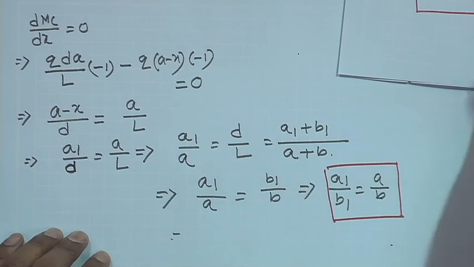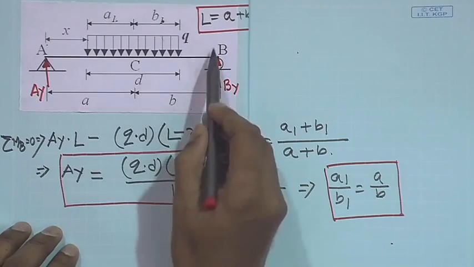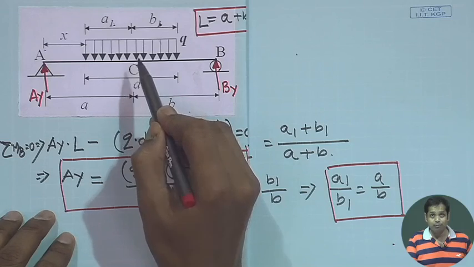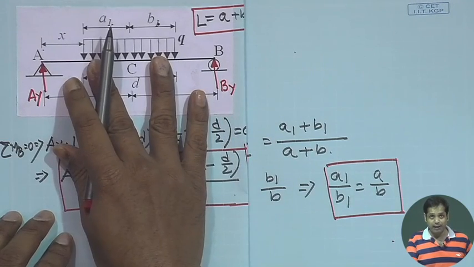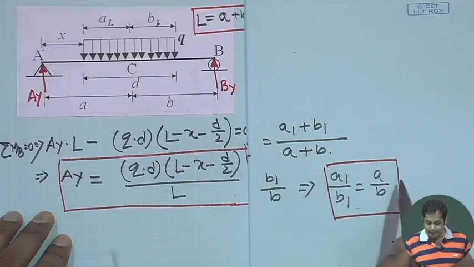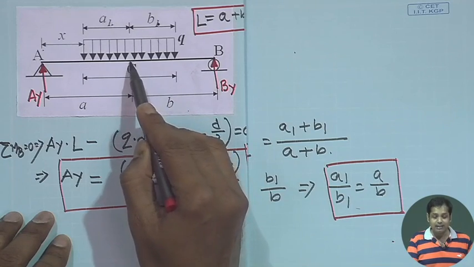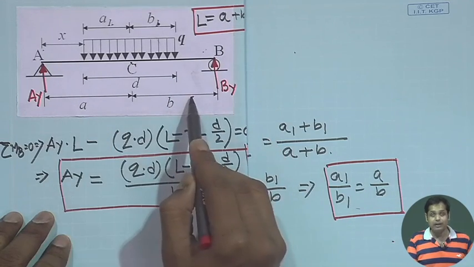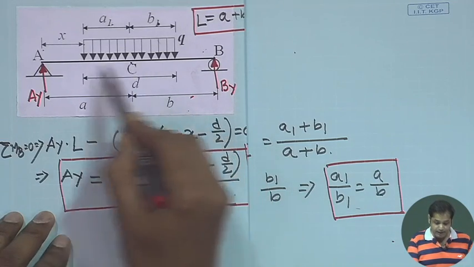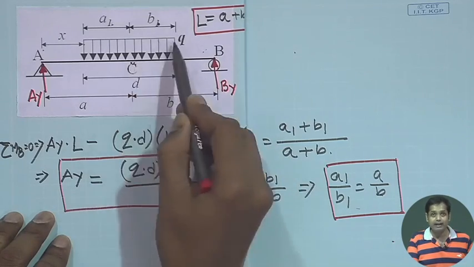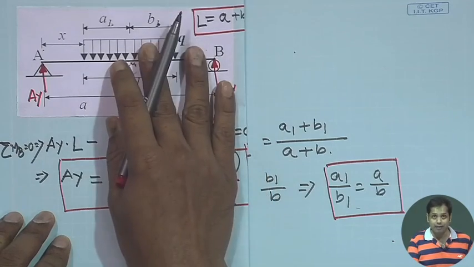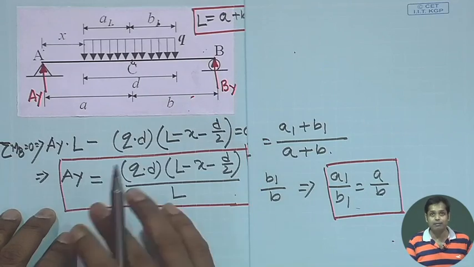So, the condition for which the bending moment at C will be maximum is that the load needs to be placed in such a way that this condition is satisfied. What this condition says is that the point C divides this beam in the ratio a by b. The point C should divide the uniformly distributed load segment at the same ratio. If it is done, then the bending moment at C will be maximum.